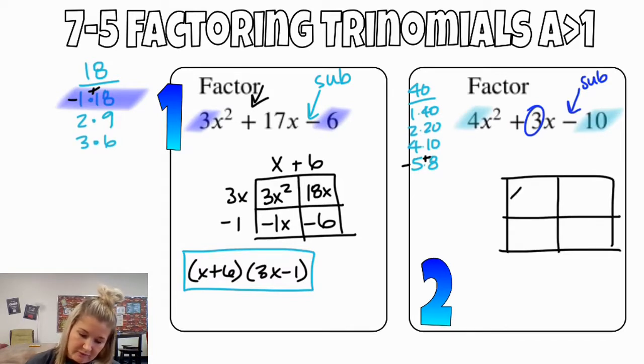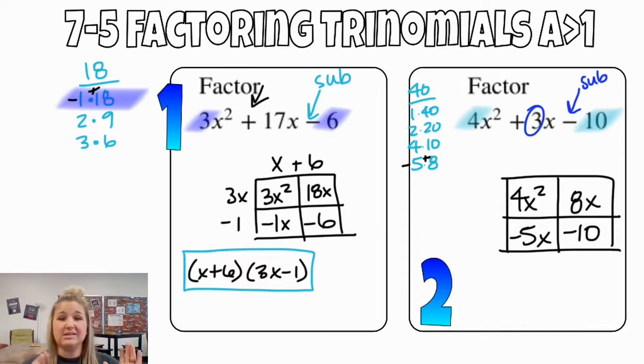So I'm going to have 4x squared and negative 10. And then I have my two factors, negative 5x and 8x. It does not matter where you put 5 and 8. That does not matter. So finding greatest common factor, the left column, I have an x.